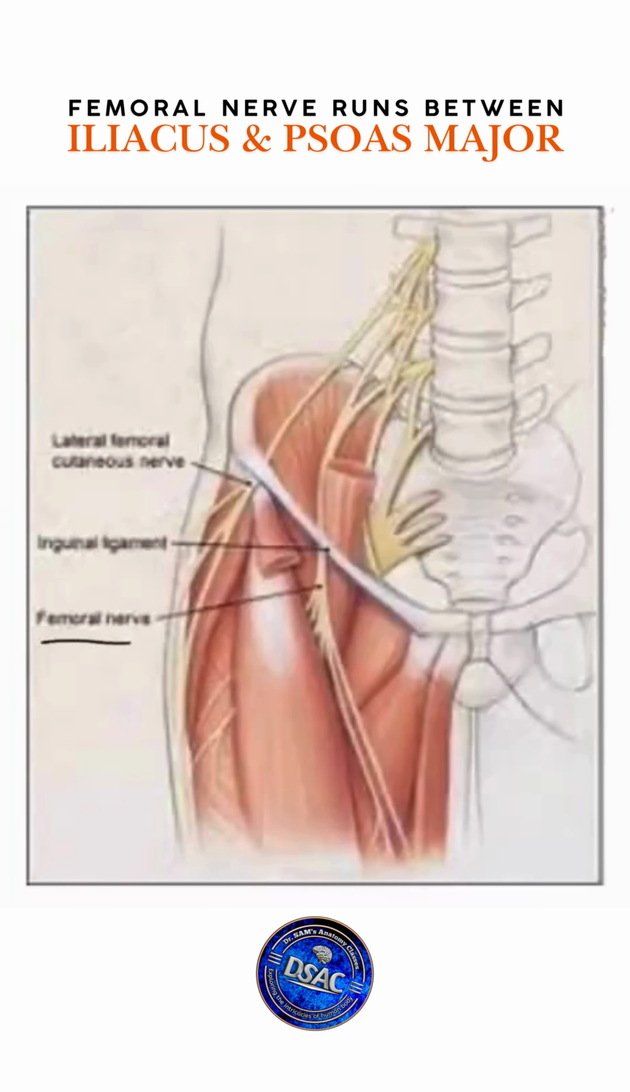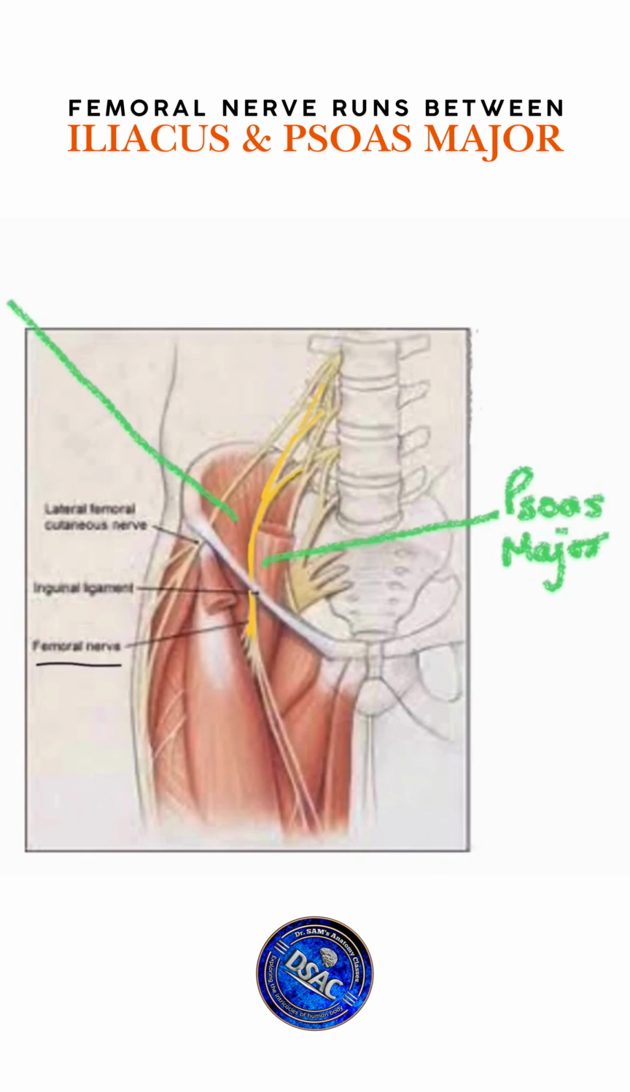In this image, you're seeing the femoral nerve, and it's descending down between two muscles, the iliacus laterally and medially the psoas major, to descend into the thigh by passing below the inguinal ligament. This is psoas major, and this one is iliacus.